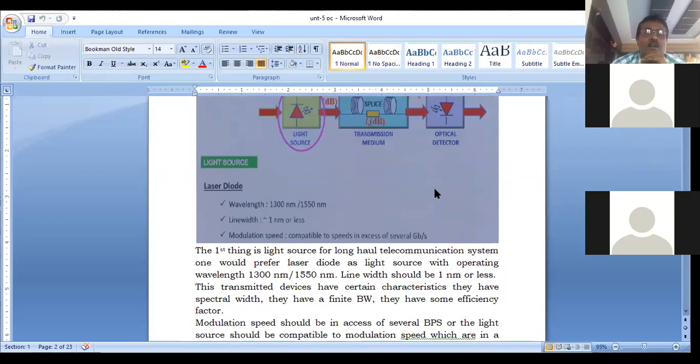Hello. Here the modulation is, for example, if you send high bit data, that means high speed data, then an external modulator is needed. Otherwise, we do not require an external modulator.